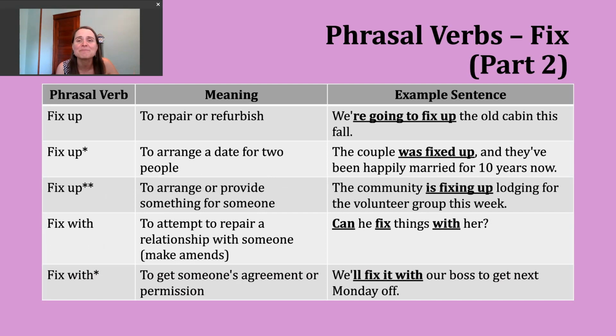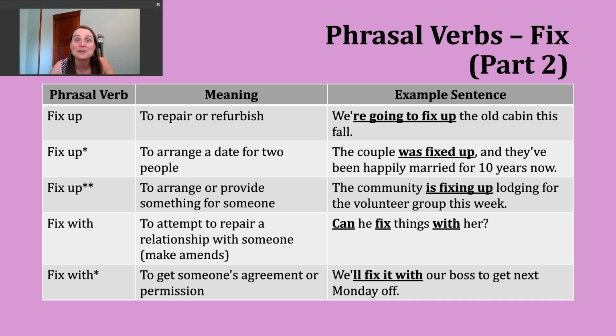An example of this: we're going to fix up the old cabin this fall, right? So maybe this is something that's been in the family, but it's not in good condition, right? This really means they're going to improve it, make repairs, make it into a better condition. We're going to fix up is an example of the simple future using be going to.